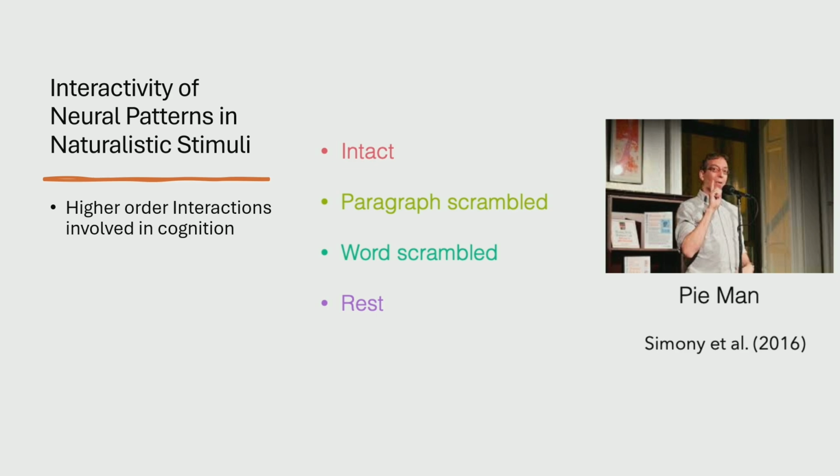So that is a little overview of what TimeCore is. So let's show you what we have done with TimeCore. Some of you might be familiar with the Pieman data set out of Uri Hasson's lab. This was fMRI data collected while participants listened to four stories: an intact story, a paragraph scrambled story, a word scrambled story, and a rest story. And the rest is just used for the control.